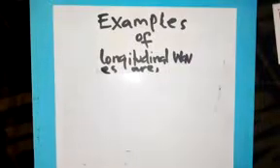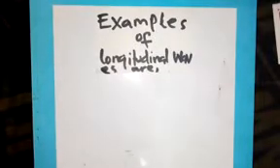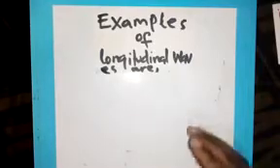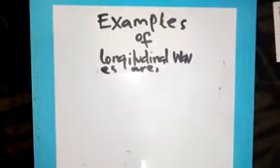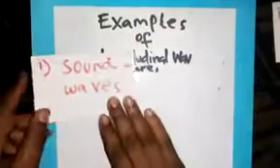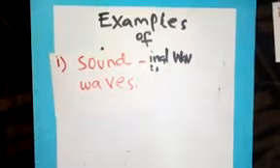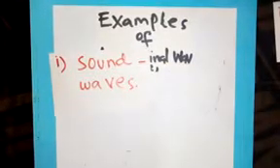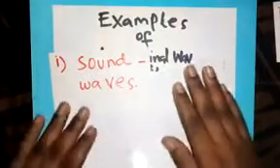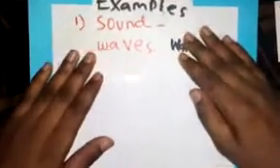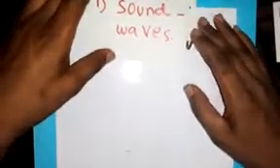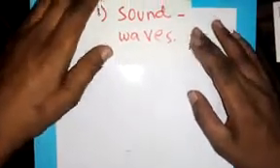Hello guys, let us proceed with our session, and this time we're going to look at examples of longitudinal waves. Here I have prepared two examples for you. The first example is sound wave. Therefore, among the examples of longitudinal waves is sound waves. Let us see how sound waves are termed to be a longitudinal wave.